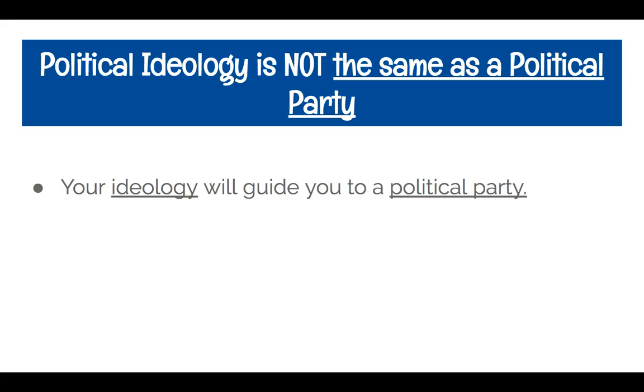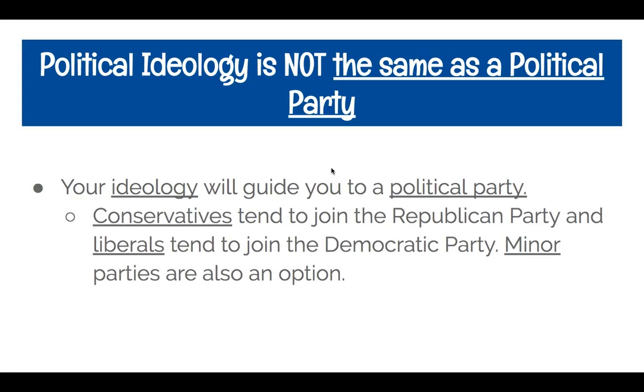So I've kind of used this or talked about this in this video. Conservatives tend to be more in line with the Republican Party versus liberals tend to be more in line with the Democratic Party. Right? And minor parties, third parties, are often an option. And we will see this next week when I have you guys take a look at political parties.